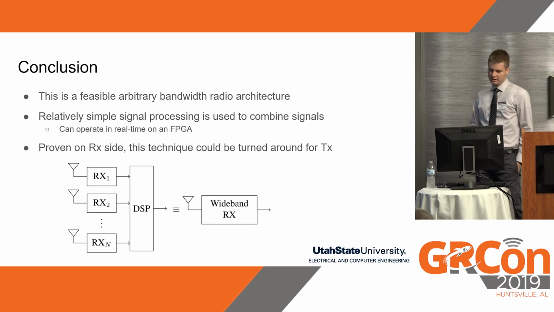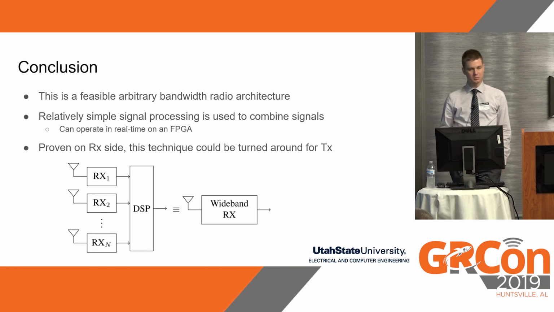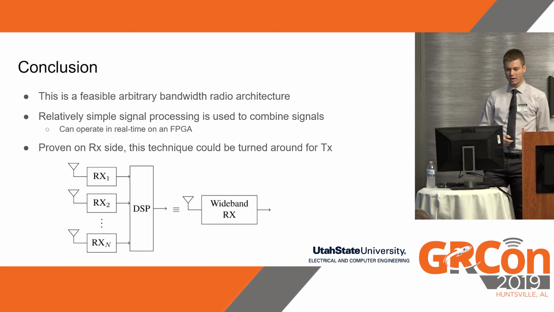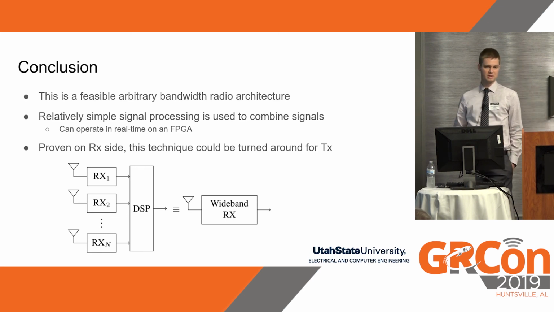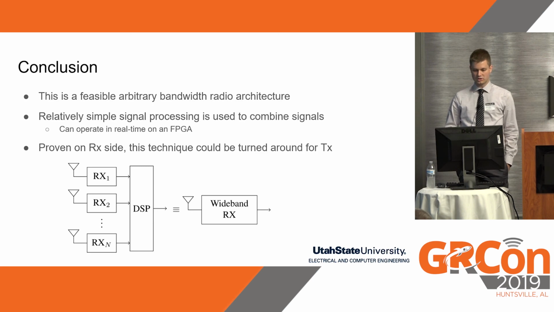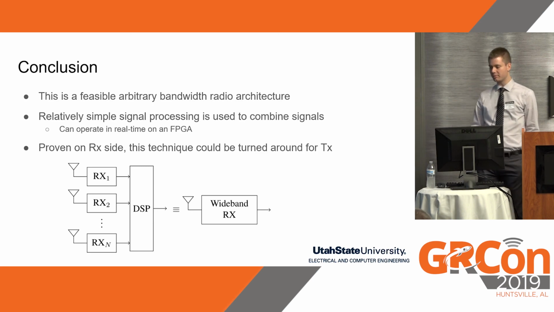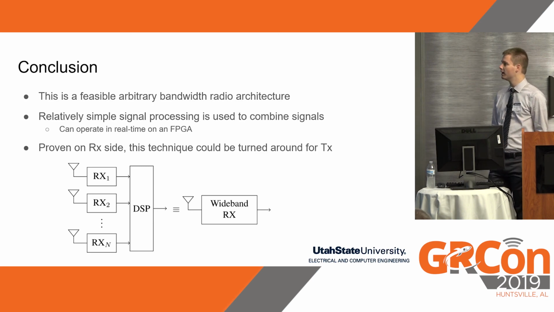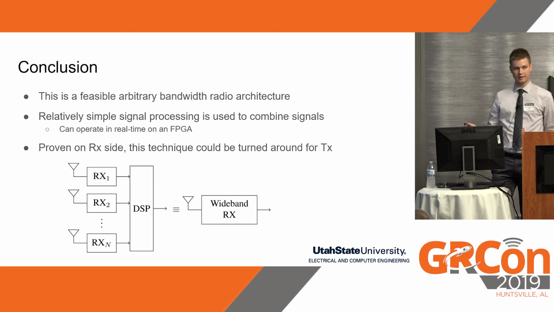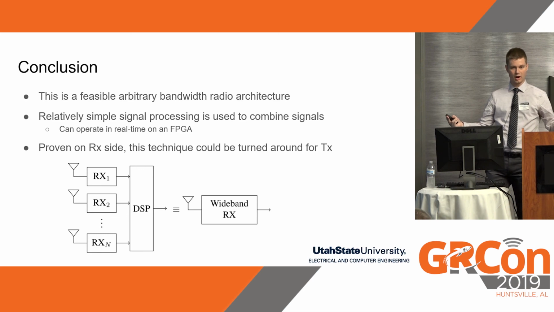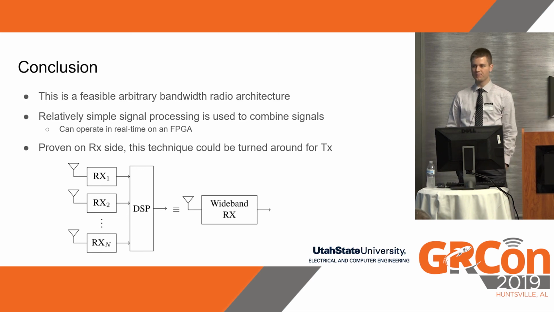So in conclusion, we were able to show that this is a feasible arbitrary bandwidth radio architecture. You could take as many receivers as you want. You're limited only by your processing power in the FPGA, which isn't a lot because it's a pretty simple algorithm. You can operate in real time, combine as many signals as you want, and receive arbitrary bandwidth signals. So we proved this on the RX side.